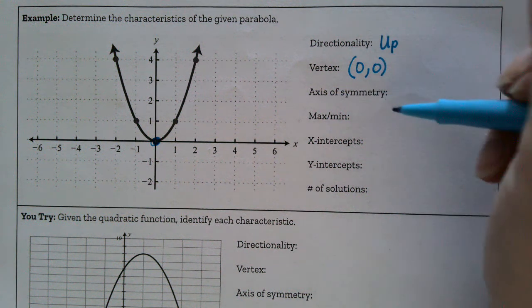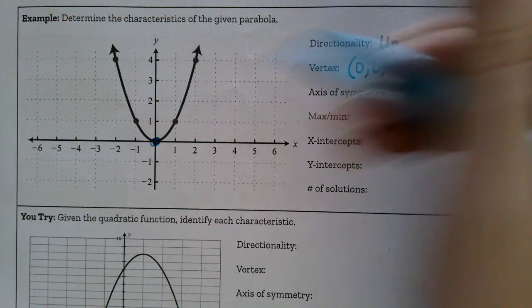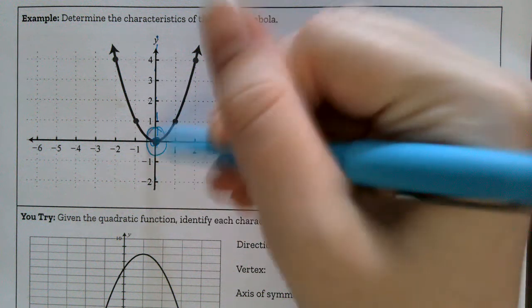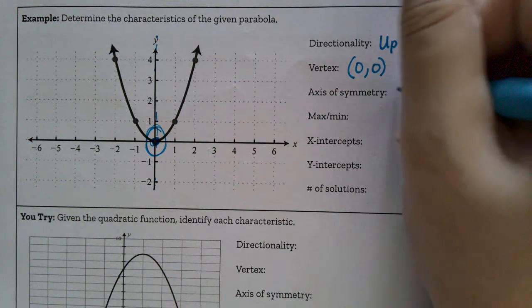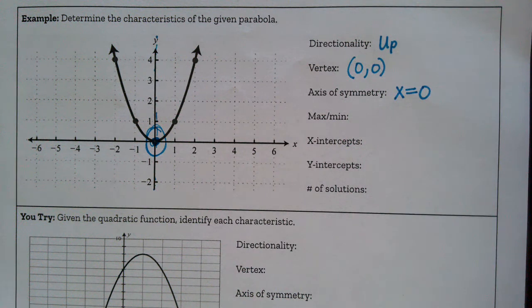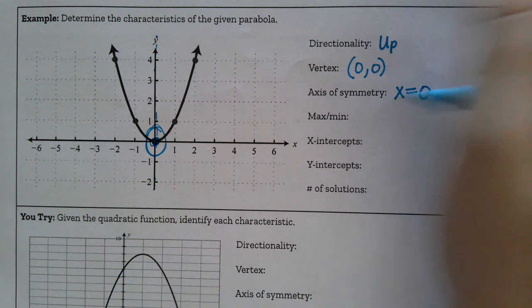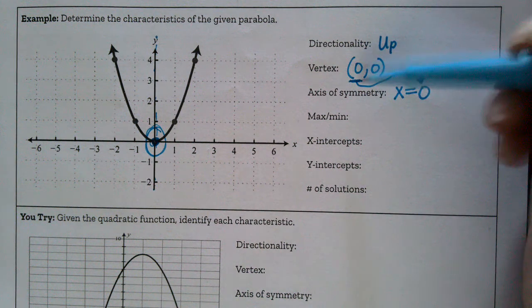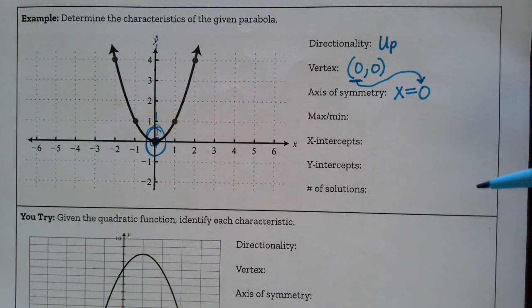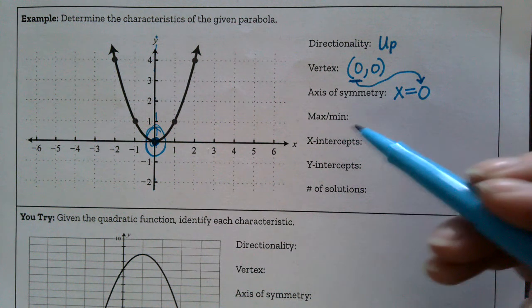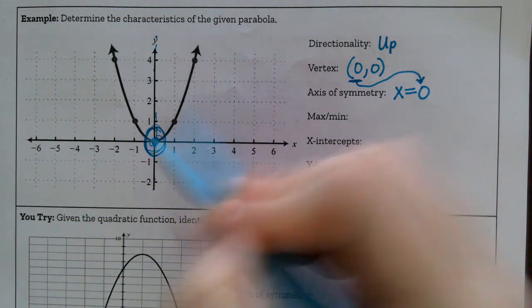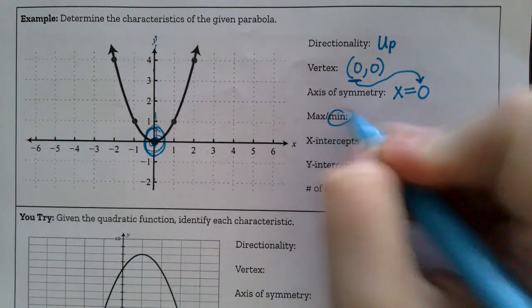Next is our axis of symmetry or line of symmetry. I think there are two easy ways to do this. You could draw in your line of symmetry right down the middle, and see what x value you go through, which is 0. Or the line of symmetry is always going to be the same x value as your vertex, so you can steal your x value from there and write it as x equals that number. Max and min is just asking you to identify whether your vertex is a maximum or a minimum. You can see this vertex is at the bottom of our parabola shape, so it's a minimum.